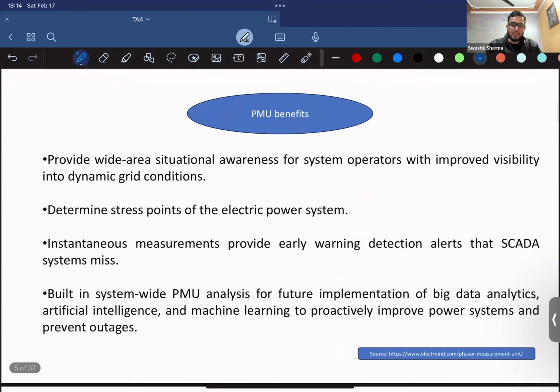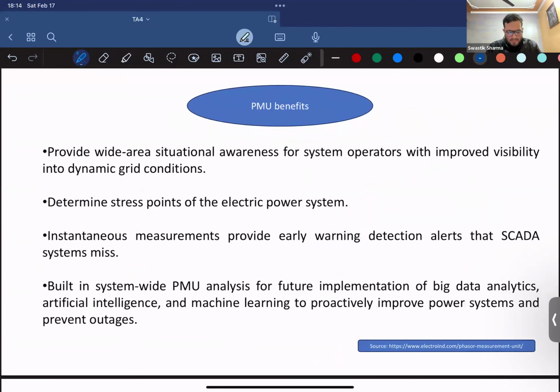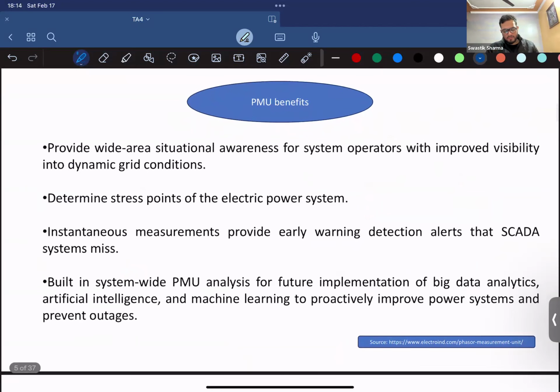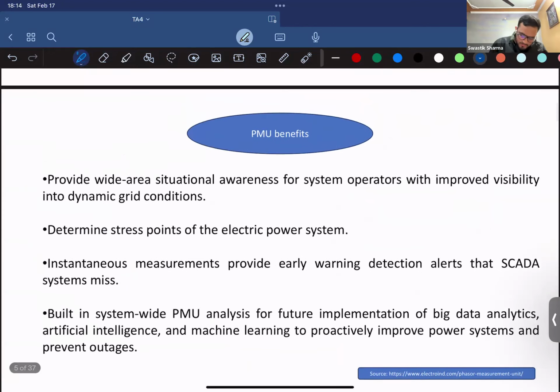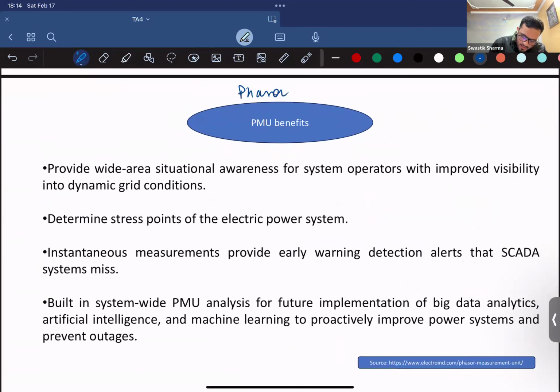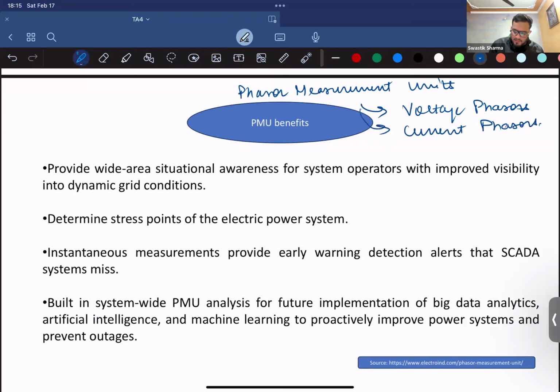Since I mentioned that they use PMUs, what exactly are PMUs? I already told you in my first lecture. PMUs are phasor measurement units. They calculate voltage phasors and current phasors, using which we can get the injection, flow, etc., at all buses. So these PMUs are used for wide area situational awareness.